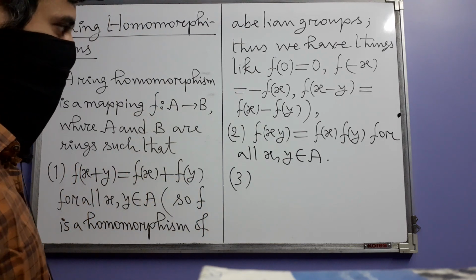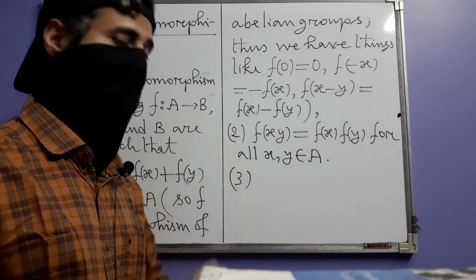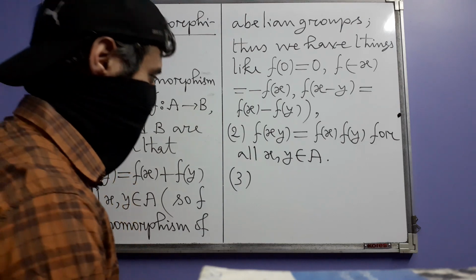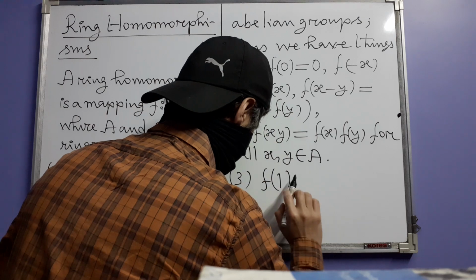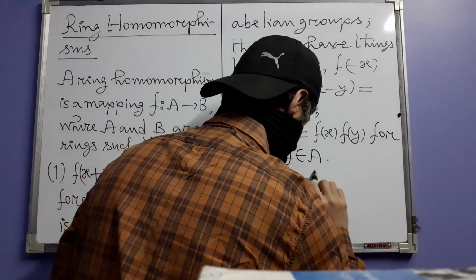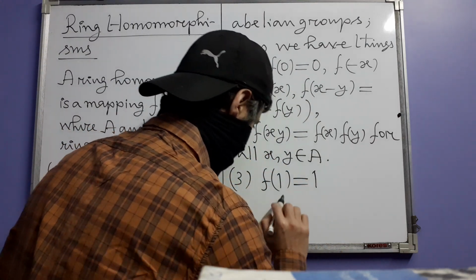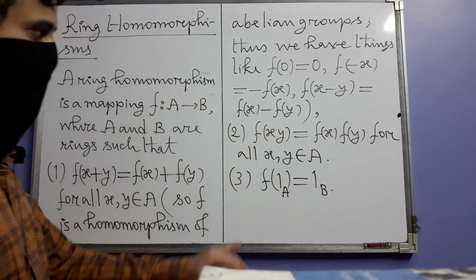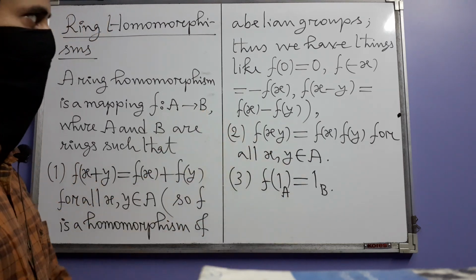The third condition comes from the fact that the rings have identity element. So F needs to respect this identity element as well. Identity elements, I should say rather. If you apply F on the identity element coming from A, you should get the identity element coming from B. Sometimes, in order to distinguish these things, some people would write like this. This indicates that 1A is the identity element in A and 1B is that in B.